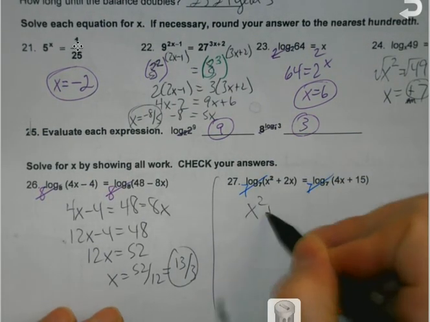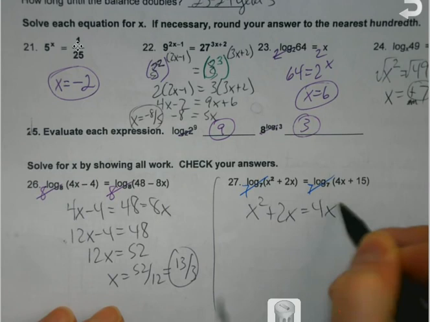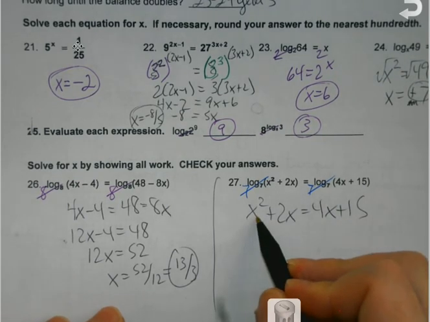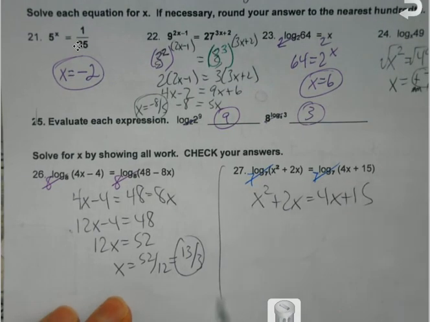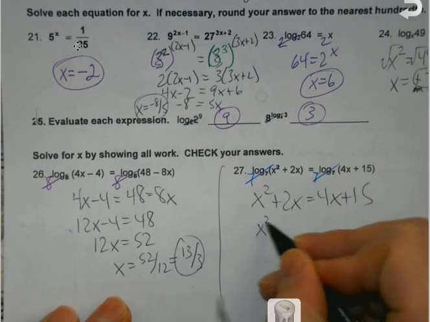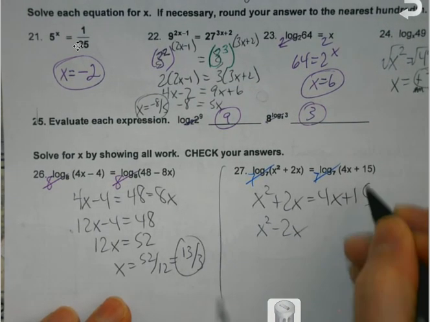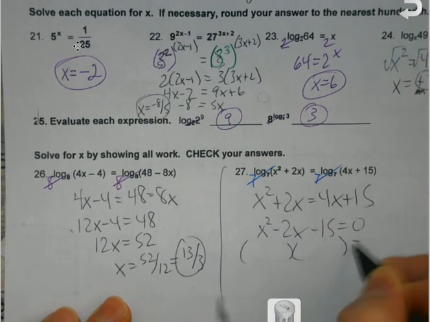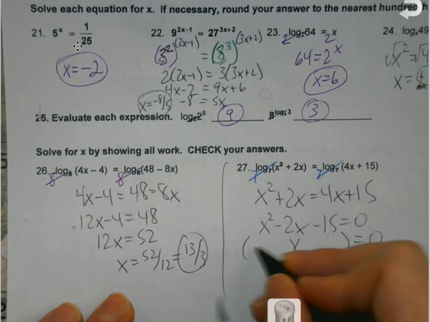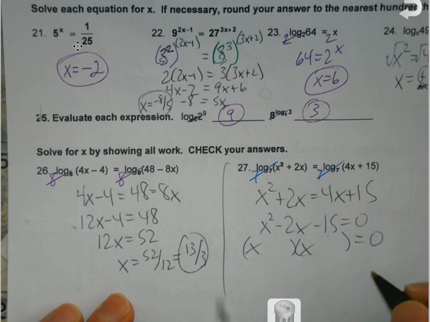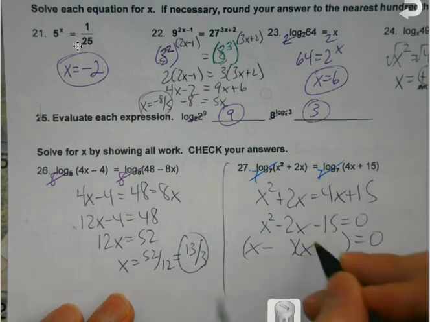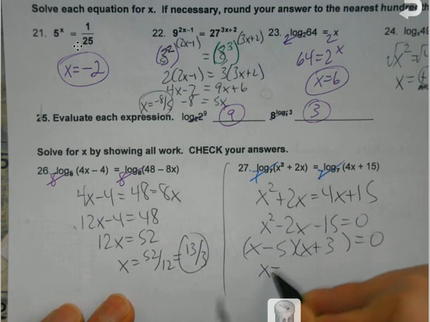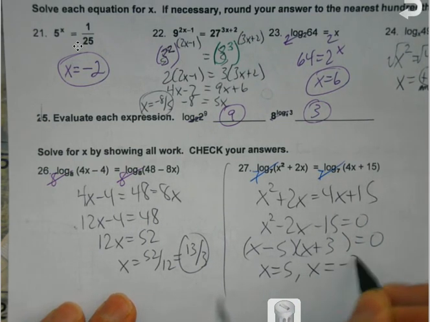X squared plus 2x equals 4x plus 15. Okay, x squared, that's where it's going on. Yes, it's Algebra 2 F word time. It is time to factor everything to the x squared side. We're hoping that it's factorable. If it's not, we may have to use the quadratic formula here. Let's see. Negative and a positive. Negative's bigger. 5 and 3. X equals 5. X equals negative 3.